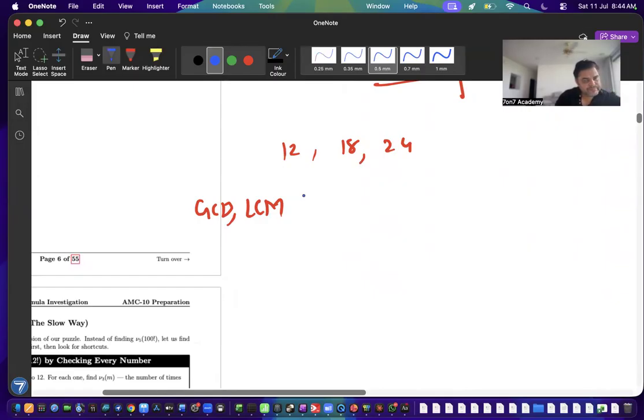GCD would be 6. So how will we do it? For doing GCD, you write the numbers in prime base exponent form. Then this one is what? Isn't this 2 into 3 raised to 2, and then 24 is what? 2 raised to 3 into 3.